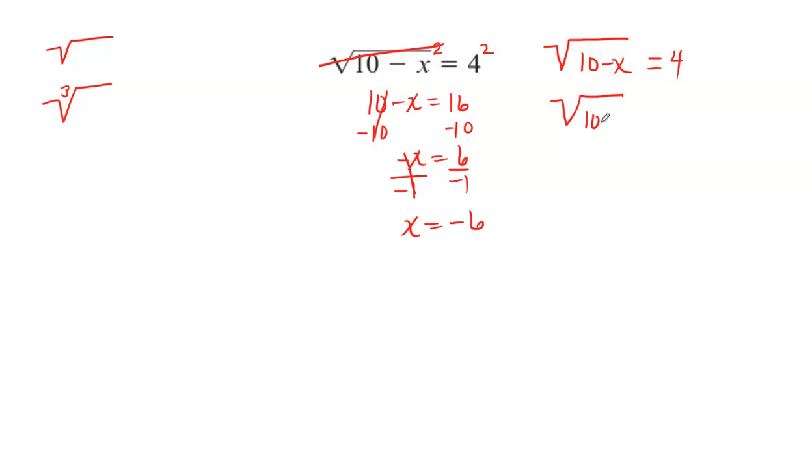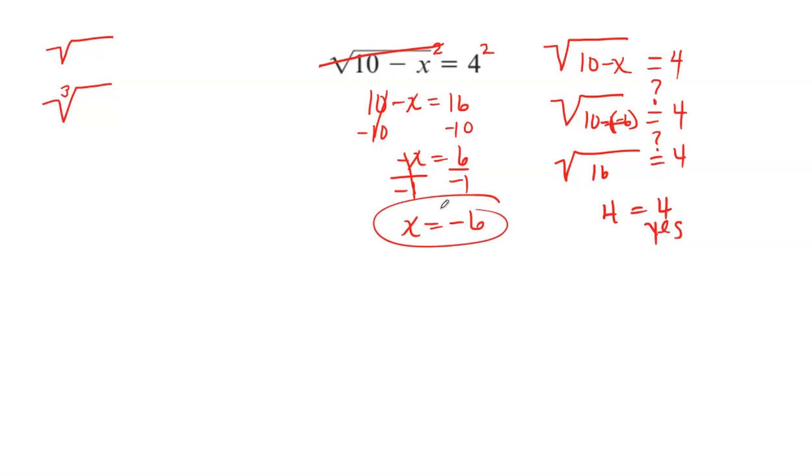So it was 10 minus, and then my x is -6. And I'm checking to see if that is equal to 4 or not, just to see if the two sides are equal. All right, minus and negative is a plus, so I have 10 plus 6 is 16. The square root of 16 is 4. So yes, this is a correct solution, and I can go ahead and circle that as my answer.